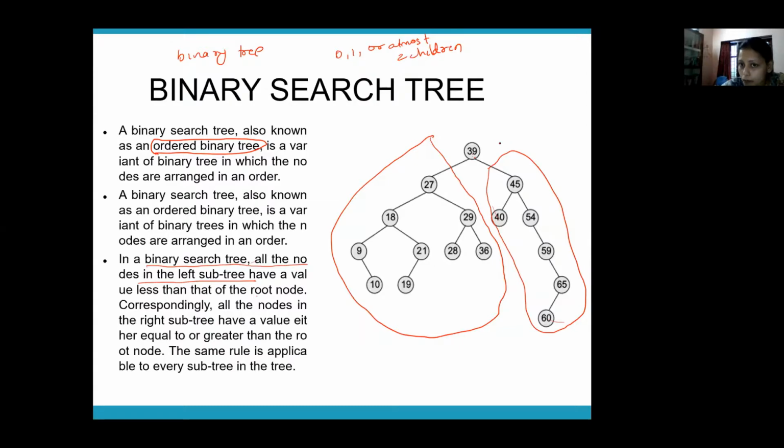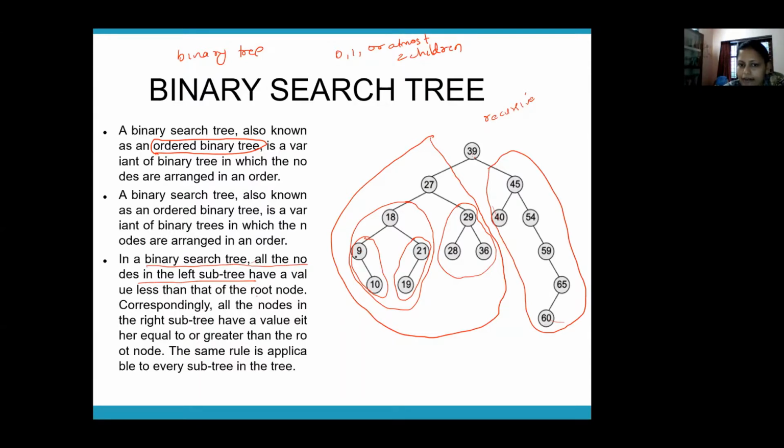Now this property is recursive in nature. That means what? Now if you see 27, just observe this node 27. Just think that this is the root node. When you see the left subtree of 27, you can see all the values are lesser than 27. And if you see the right subtree of 27, you can see all the values are greater than 27. This property is recursive. Now look at node 18. All the values in the left subtree are lesser than 18 and all the values in the right subtree are greater than 18.